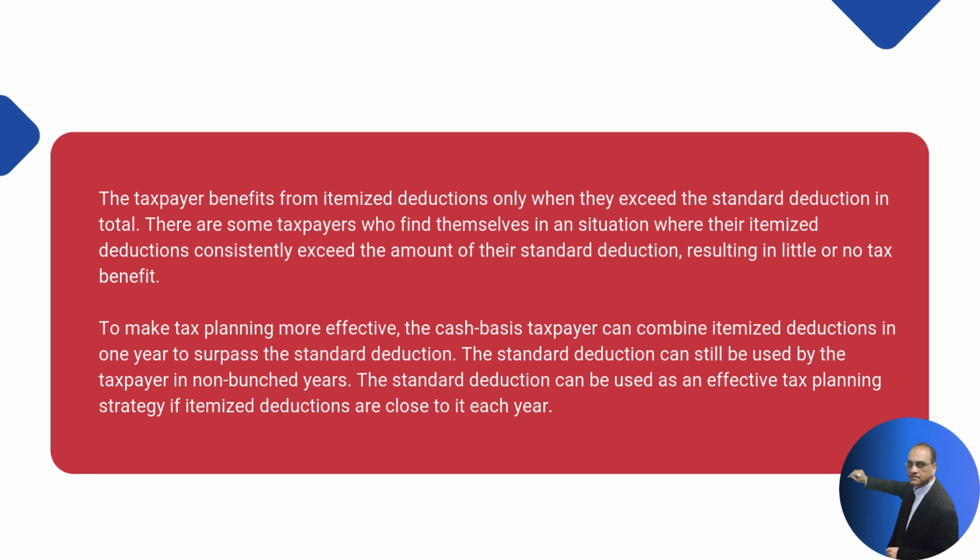the cash basis taxpayer can combine itemized deductions in one year to surpass the standard deduction. The standard deduction can still be used by the taxpayer in non-bunched years. The standard deduction can be used as an effective tax planning strategy if itemized deductions are close to it each year. So basically, if in 2023 you use itemized, in 2024 you can use standard, and in later years accordingly, whichever gives you the better benefit.